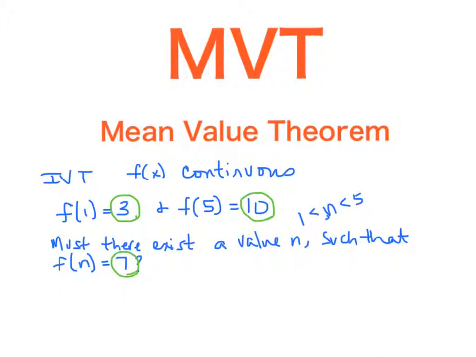The reason why is because 7 is intermediate to 3 and 10. It's in between 3 and 10. So we would say yes by IVT, because f of 1 is less than or equal to 7, which is less than or equal to f of 5. Hopefully that reminds you of the intermediate value theorem. I just wanted to spark your brain on that so that, as we move forward in the mean value theorem, you weren't getting them confused or forgetting what that first one was all about. Okay, so let's get started on the mean value theorem.